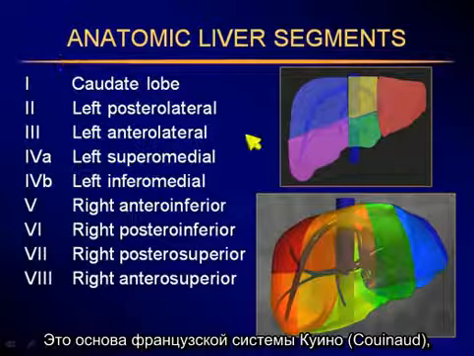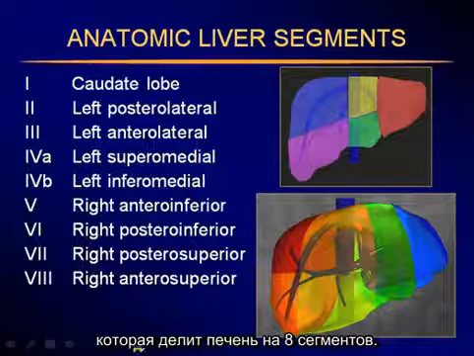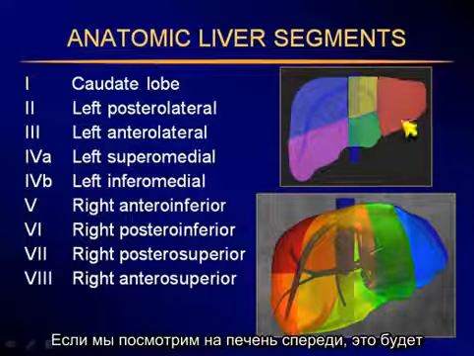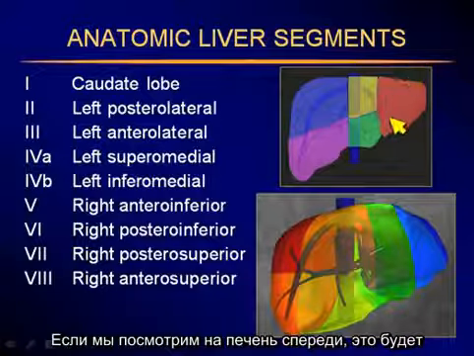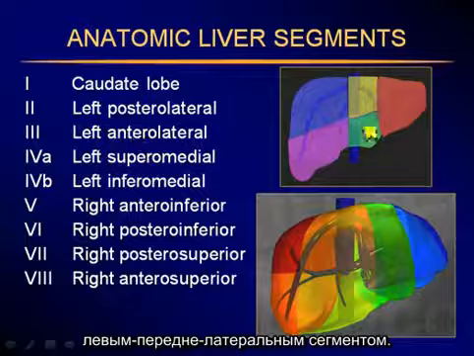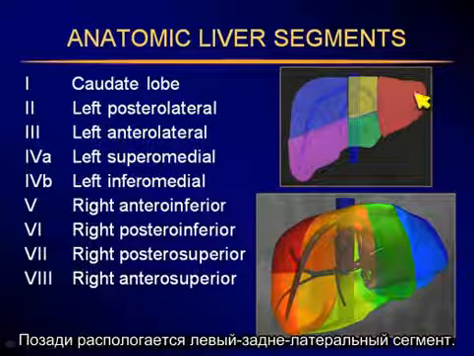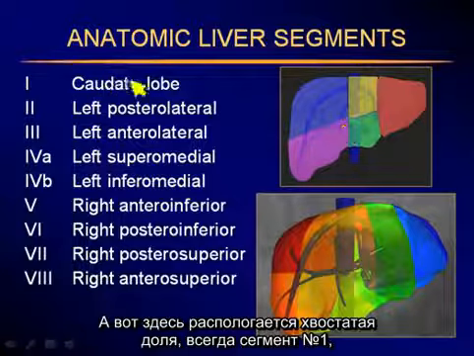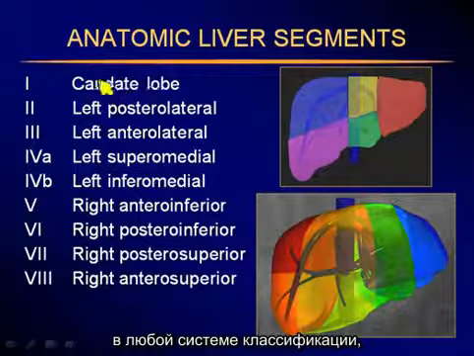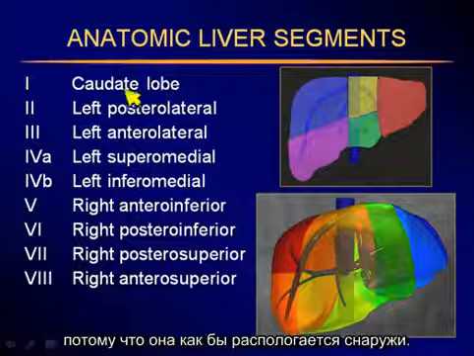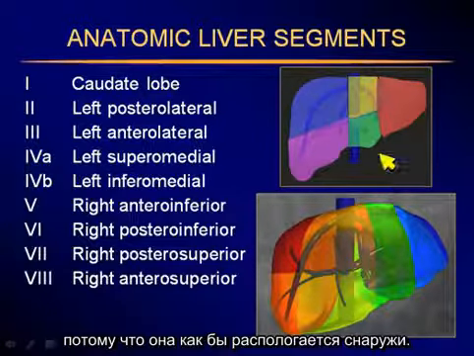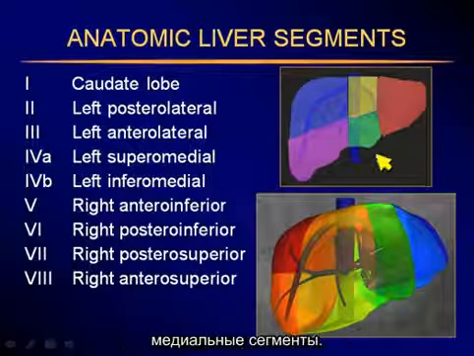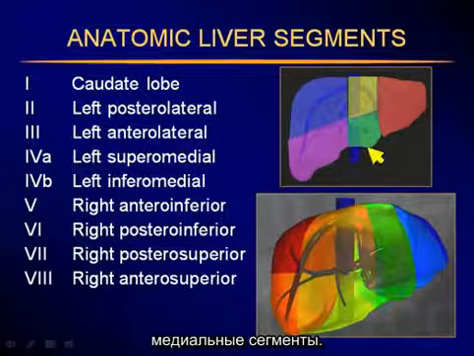This is the basis of the Couinaud system, a French system that divides the liver into 8 segments. If we look at the liver from the front, this would be the left anterior lateral segment. Behind it would be the left posterior lateral segment. Way in the back is the caudate lobe. That's always segment 1 in any system of classification because it kind of stands alone, so we get it out of the way. Then we see the medial segments.